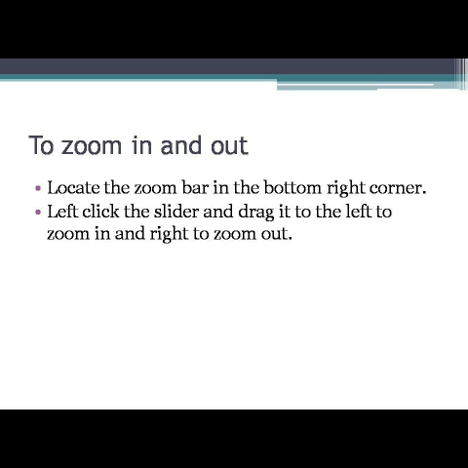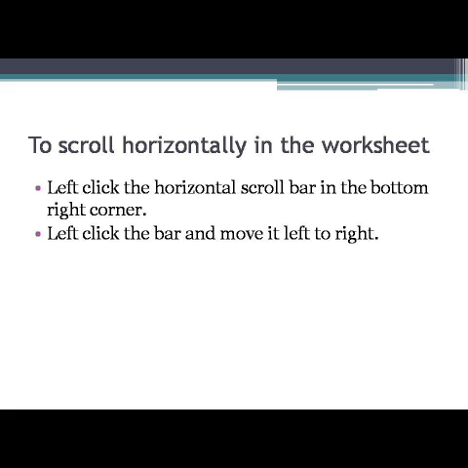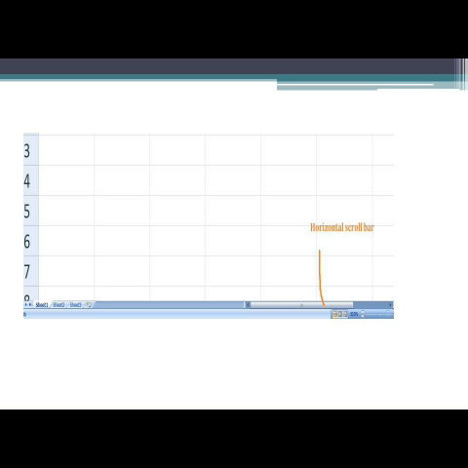Locate the zoom bar at the bottom right corner. There will be a slider, a small line symbol. Drag it to the left to zoom in and to the right to zoom out. How to scroll the worksheet horizontally? At the bottom you will find the horizontal scroll bar. You can move it left and right to scroll your sheet. In this picture you can see the horizontal scroll bar, so you will get a clear idea of how to scroll left and right.